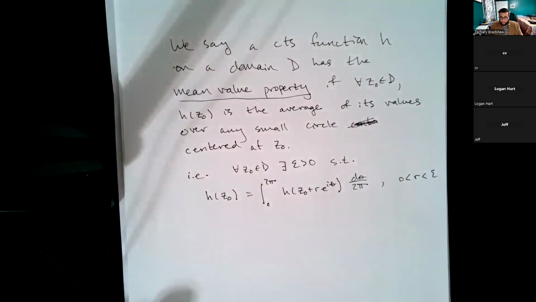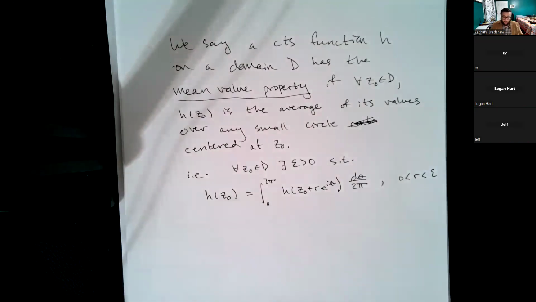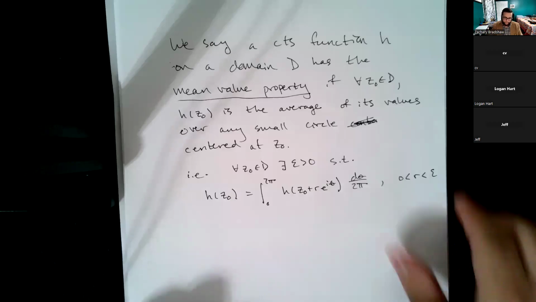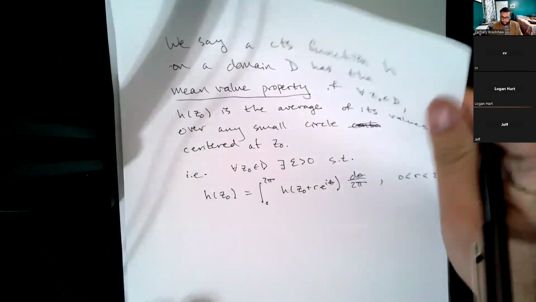Okay. So we learned from the theorem that harmonic functions have this mean value property. Great. Maybe I should say harmonic functions with the additional assumption of continuity. Okay.